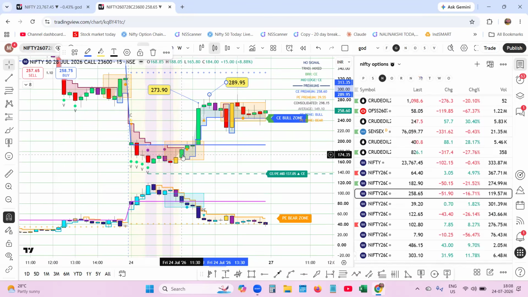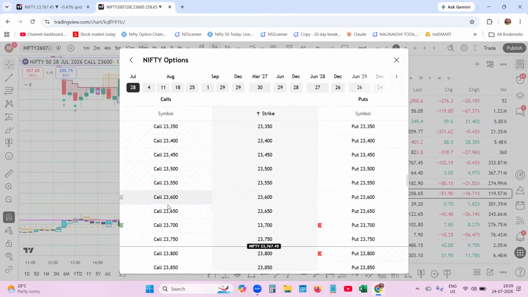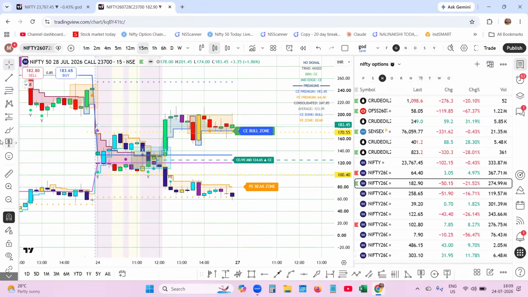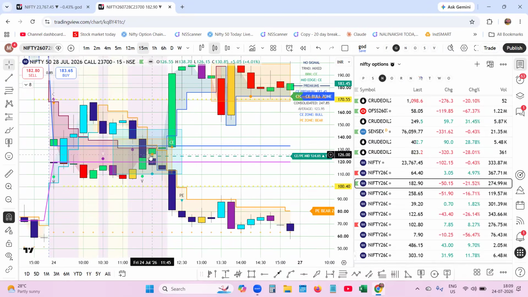Hack number 3 is midline flip. Here today in the straddle, midline flip did not happen because price did not come to the midline at all. From here it started flipping. If I would have taken 23,700, let me click on 23,700, you could have seen these straddles. This is the midline flip. They were in extreme compression. This is the midline, and the flip happened from this.